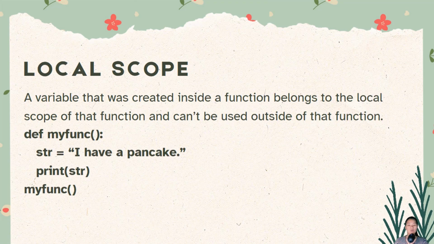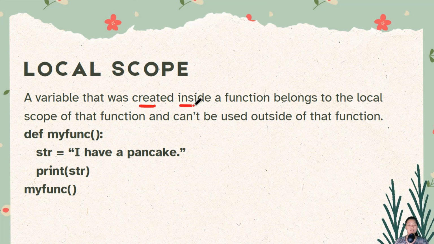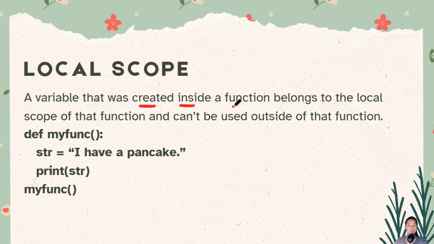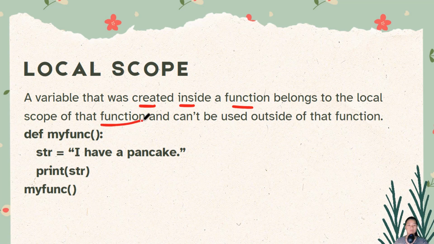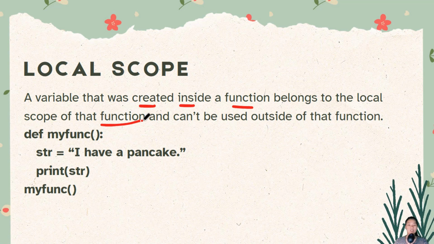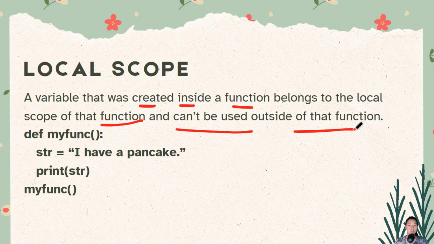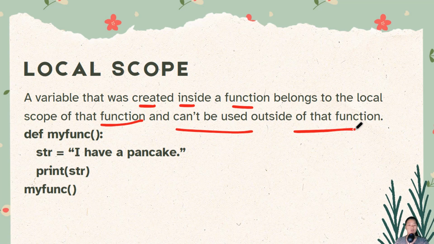Let's tackle local scope first. If a variable was created inside of a function, or it was declared inside of a function, it belongs to the local scope of that specific function. Okay? So that is what local scope means. It's only available locally in a certain block of code or a certain region, and it cannot be used outside of that function. All right? It is not a global scope.